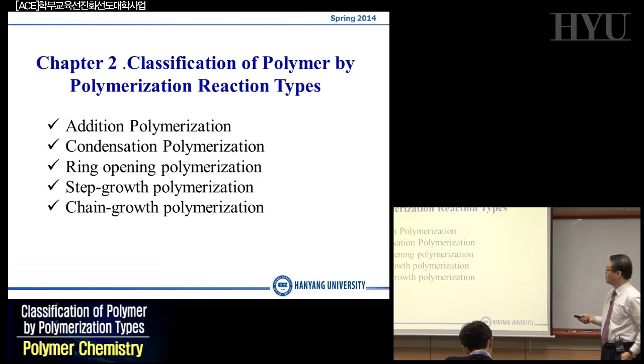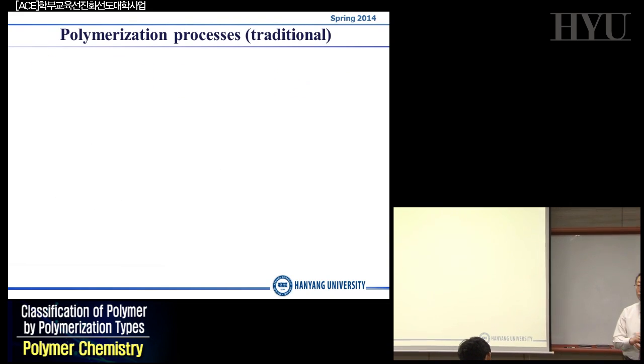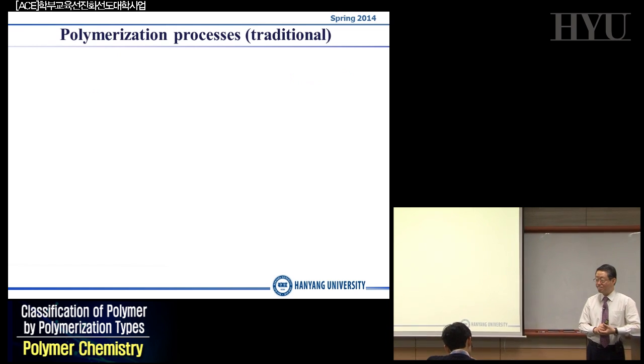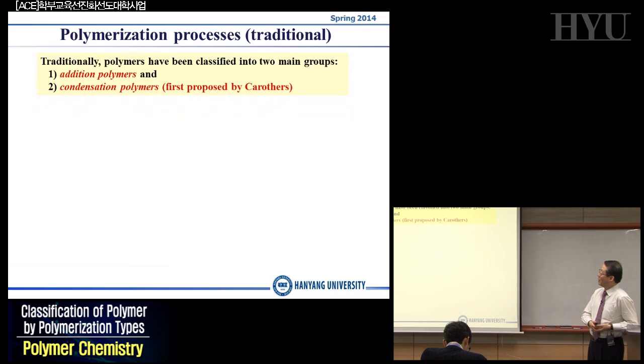Step growth and chain growth, I think I will describe a little bit more about this. Traditionally, if you go back to your organic chemistry course, or your high school chemistry course, perhaps you have known that polymerization reactions may produce addition polymers or condensation polymers. Regarding condensation polymers, last time we talked about Carothers. Carothers was the inventor of polyester and nylon. Polyester and nylons are usually made by condensation polymerization reactions.